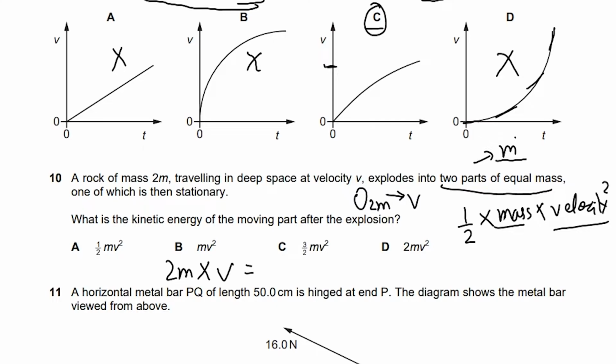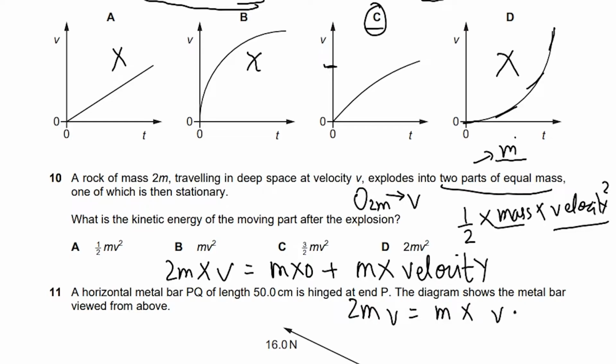And the final, after explosion, there are two parts. One of them is stationary, so m multiplied by 0, and we have to find the velocity of the other one, m multiplied by velocity. I'm just writing velocity. Now we have 2mv equal to m multiplied by velocity. Now m cancels this m, the velocity is 2v.